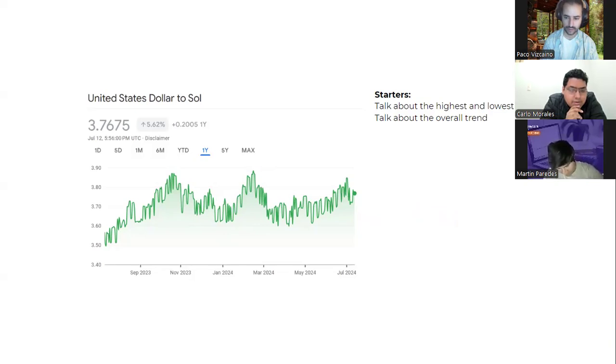The graphic. On the graphic we are viewing United States dollars. Okay, perfect. The period is 1 year. Okay, super. In July 2023 to July 2024. Very good.